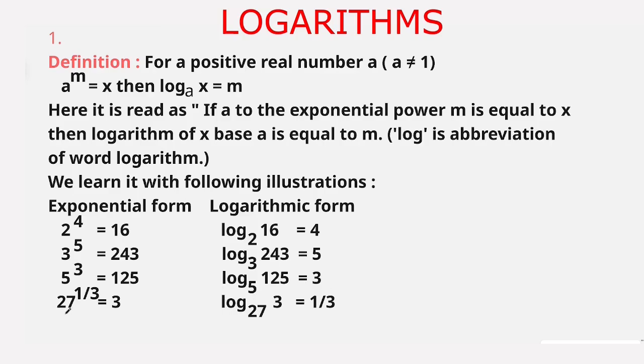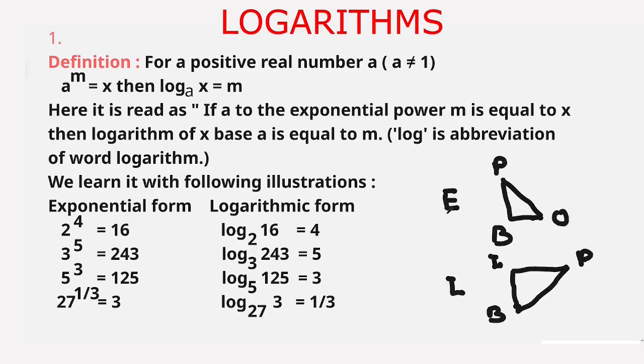Exponential form, 27 to the power 1 over 3 equal to 3. Here 1 over 3 is the exponential form, which is cube root of 27, or 1 over 3 power of 27 equal to 3. Then its logarithmic form is log 3 base 27 equal to 1 upon 3.